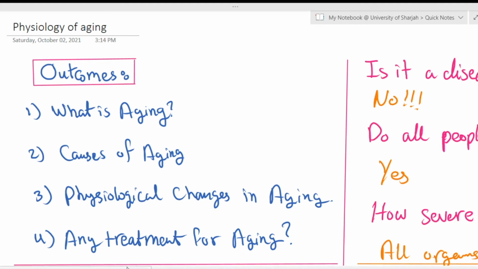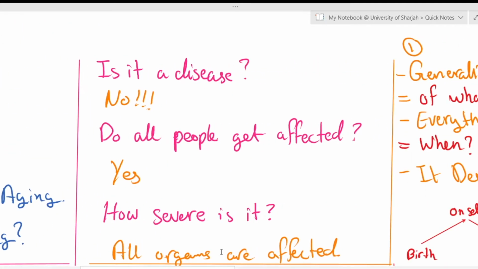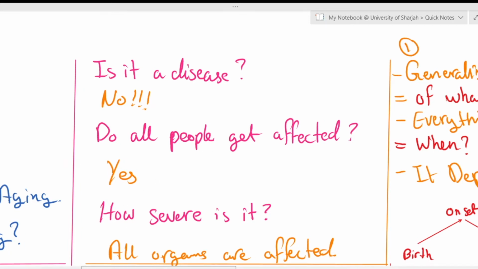So first of all, to understand aging, aging is not a disease. No, it happens to every single one of us, and it's basically a physiological response that happens in our body, and it affects all our organs. All the body organs and systems will go through aging, and it's completely normal. So, as a definition, what is aging?